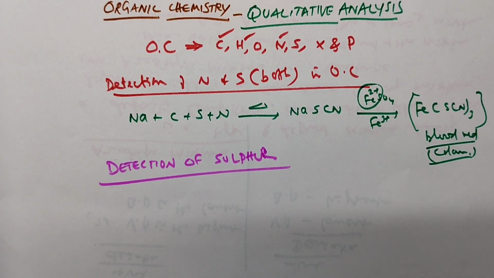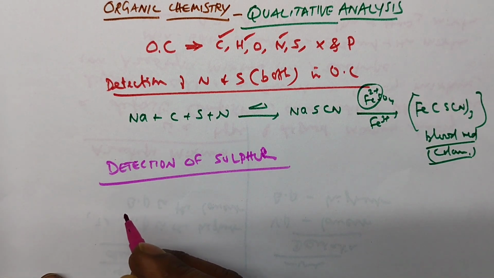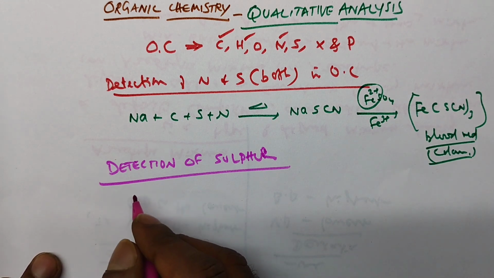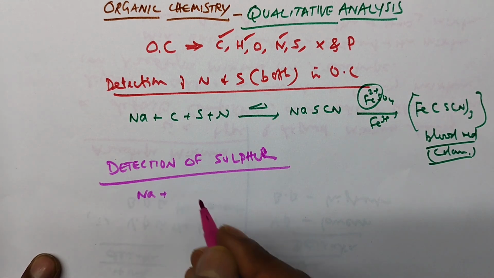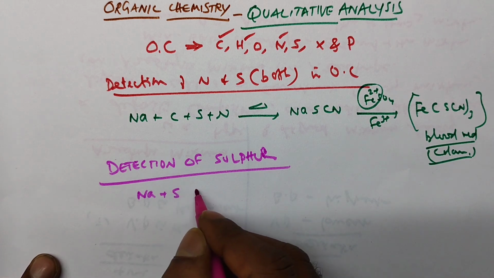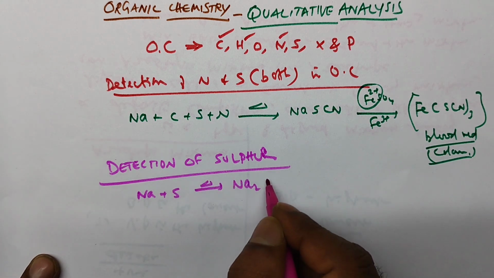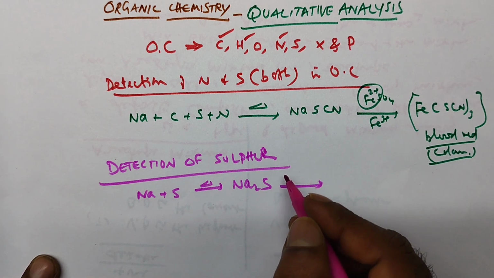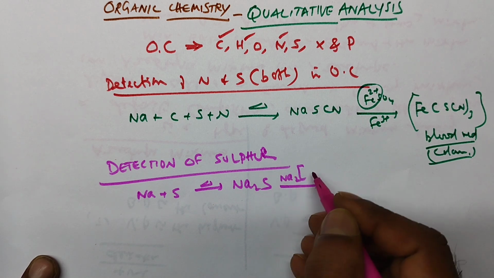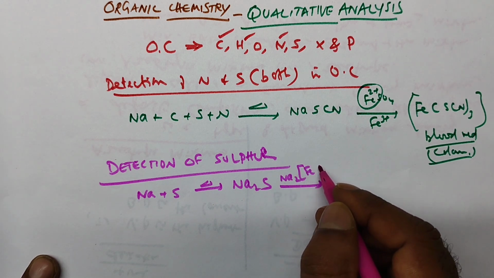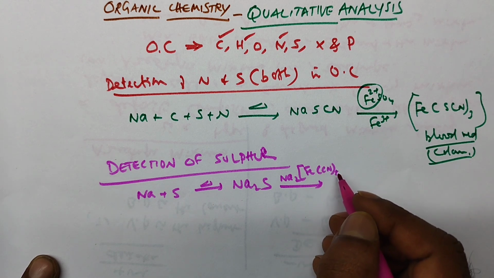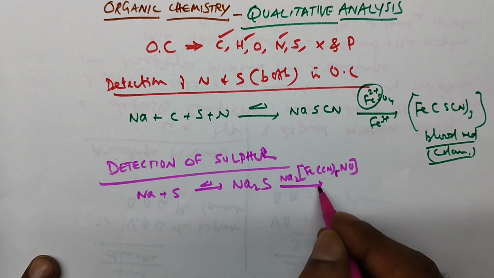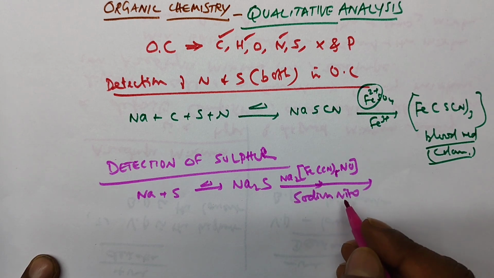Next we are going to detect sulfur present in the organic compounds. Take a few ml of Lassaigne's extract. In the Lassaigne's extract, sodium metal is there. If sulfur is present, the organic compound will react to give sodium sulfide, Na2S. To that Na2S we are adding sodium nitroprusside, Na2[Fe(CN)5NO]. This complex we call sodium nitroprusside.